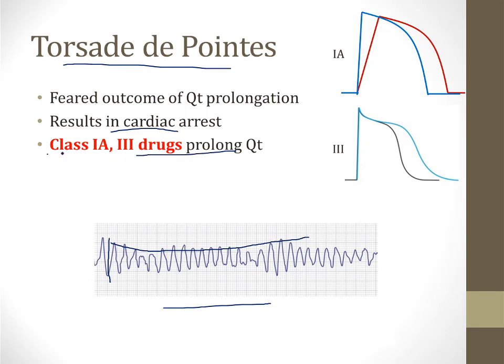So can the class 1A drugs. Remember that when we discussed those drugs, they not only shift phase 0 narrow of the action potential, they also lengthen the action potential duration by blocking some potassium channels, and therefore they can prolong the QT interval.